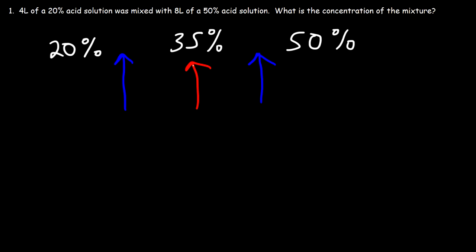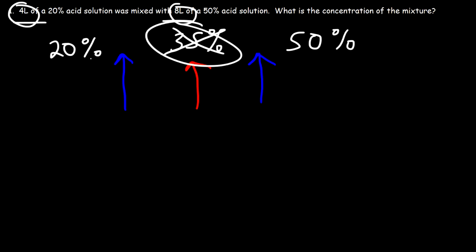Well, it's not going to be 35%, and here's why. The amount of the 20% solution that we're using and the amount of the 50% solution are not the same. Here we have 4 liters and here we have 8 liters. If they were the same, the concentration of the mixture would be right in the middle, which would be 35%. So if we had 4 liters of the 20% acid solution mixed with 4 liters of the 50% acid solution, then the mixture would be 35%. But now, do you think it's going to be between 20 and 35 or between 35 and 50?